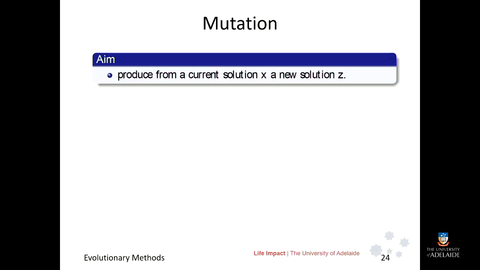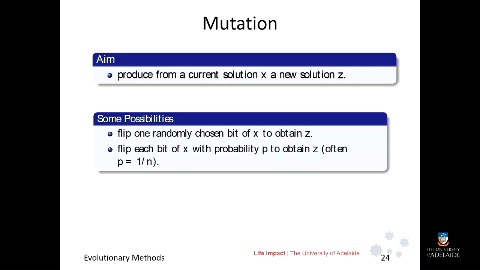If you have a bit string x, how do you produce a new solution? Think of a string of 0s and 1s. How do you change it slightly? I pick a position and flip the bit. Yes, that's the easiest thing: flip one randomly chosen bit. You could also flip each bit of your current solution with probability 1 over n.